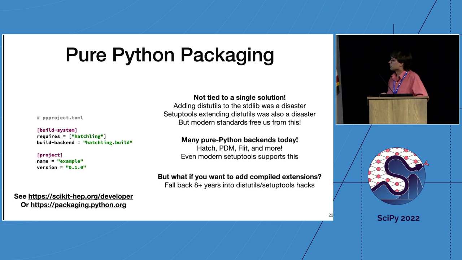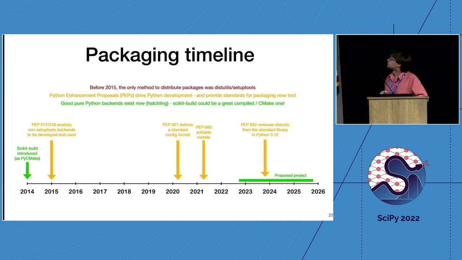Go to scikit-hep.org/developer or packaging.python.org. I wrote the support for this sort of configuration for both of those. And you can get a little bit more detail about some of the other good things to add. But this is limited mostly to pure Python at the moment. It would be really nice if you could actually do compiled extensions this way.